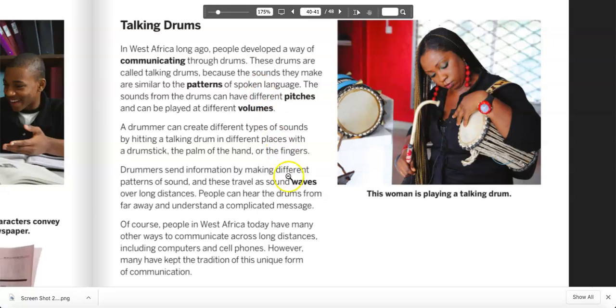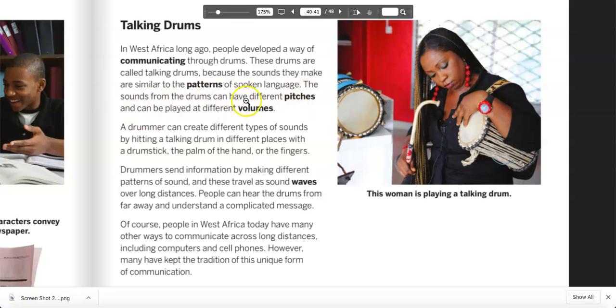Coming over here to talking drums, this is something new. I didn't know this existed, so when I read it, I was like, okay, I didn't know drums could do this. In West Africa, long ago, people developed a way of communicating through drums. These drums are called talking drums because the sounds they make are similar to the patterns of spoken language.